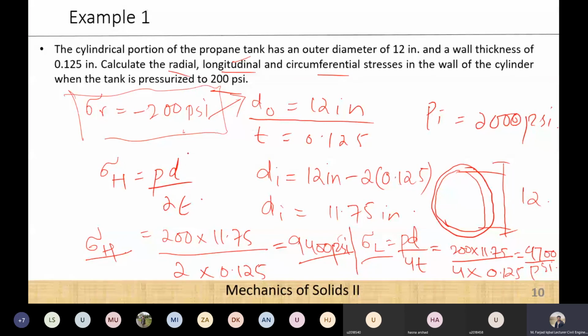And in this topic of cylinders, you are going to get similar types of questions. There won't be much complexity, and if you know the use of this formula, you can solve any type of question for the cylinders. So this is how you calculate the stresses in the cylinders.